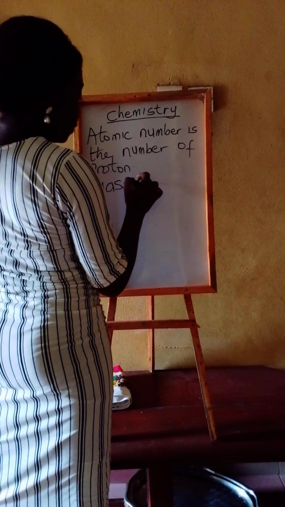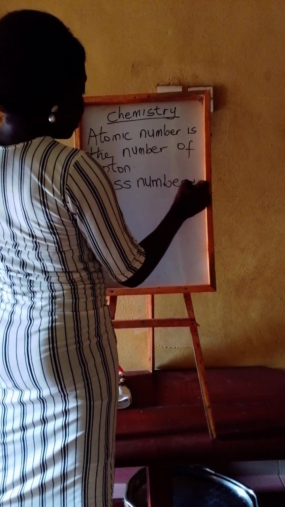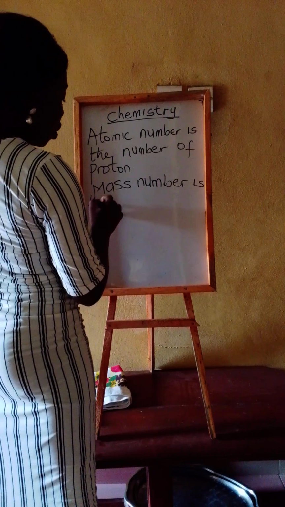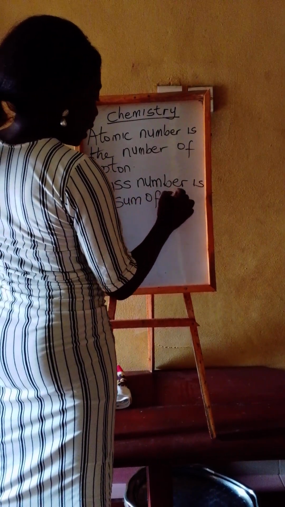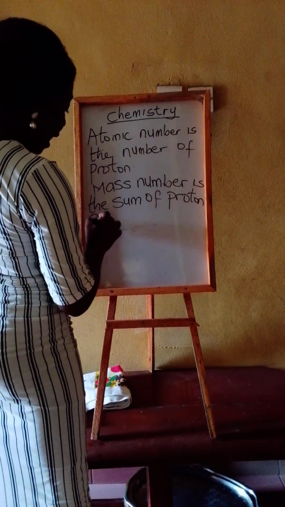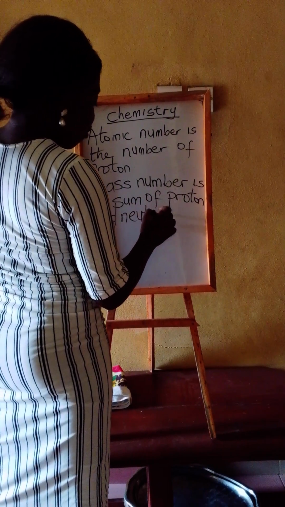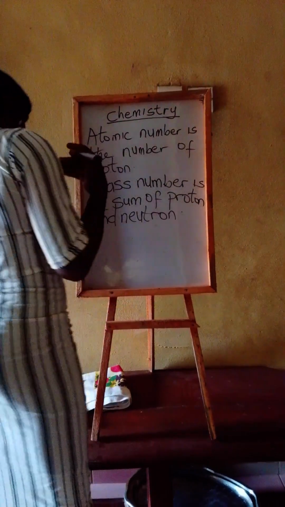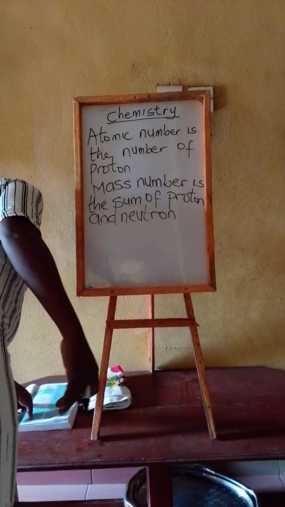Mass number is a sum of proton and neutron. Now let's take some example.